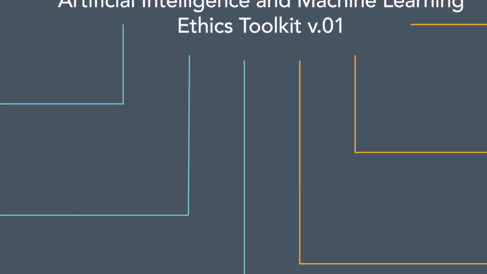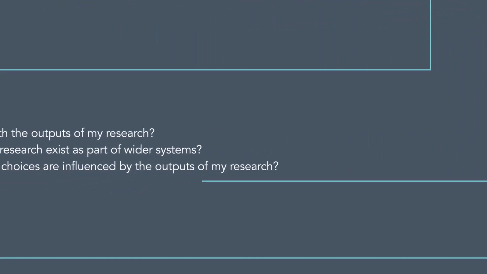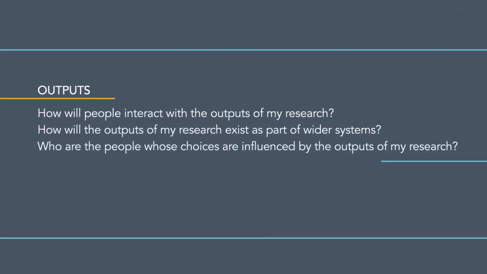There are also 3 questions in the next section, which is to do with outputs. The first one asks, how will people interact with the outputs of my research? We accept that it might be difficult to answer this with any degree of certainty, but we hope that it might prompt a researcher to visualise the ways in which their work might operate in the research community and in the wider world. The follow-up questions attempt to offer a framework for exploring this further.